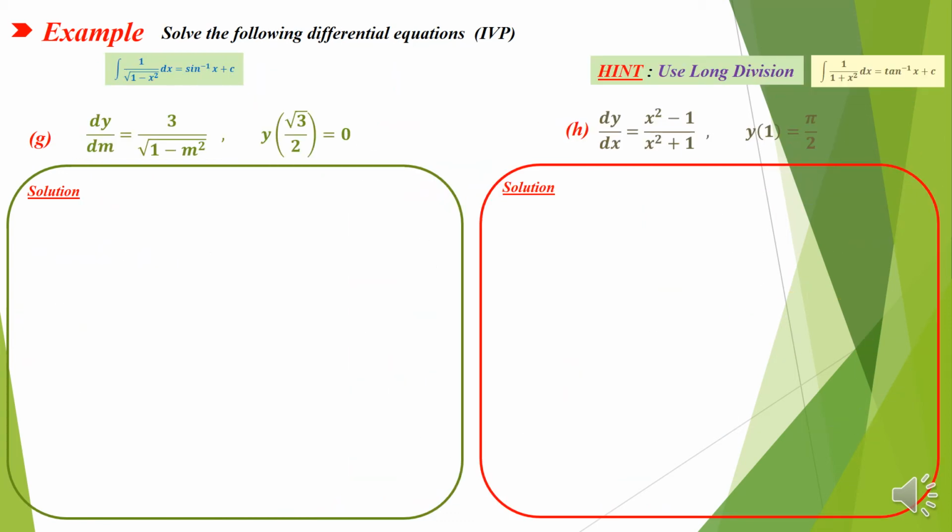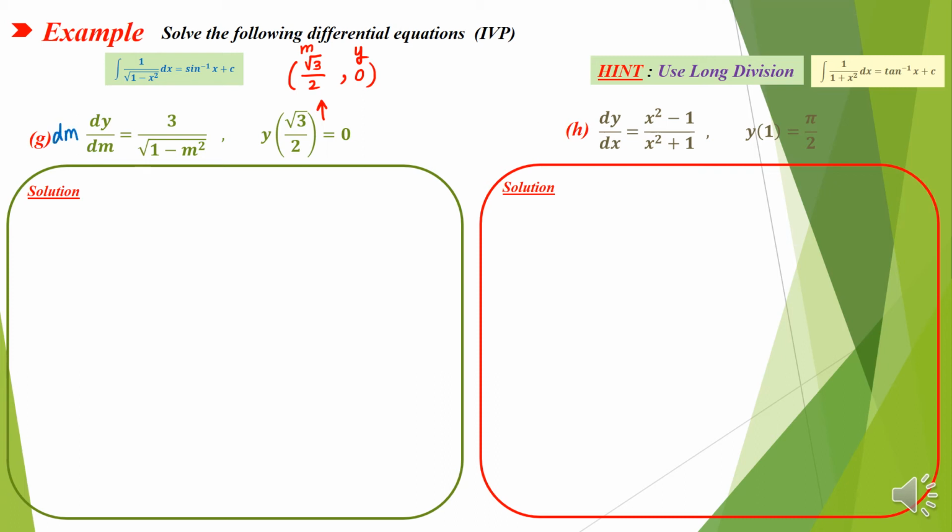Now in part G, we have dy by dm equals 3 over root of 1 minus m squared, and we have the initial condition y of square root of 3 over 2 equals 0, which means the point radical 3 over 2 comma 0. So this is m and this is y, because the variables are m and y in the differential equation.